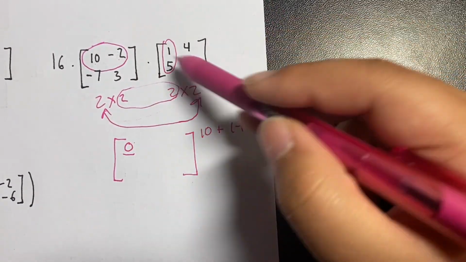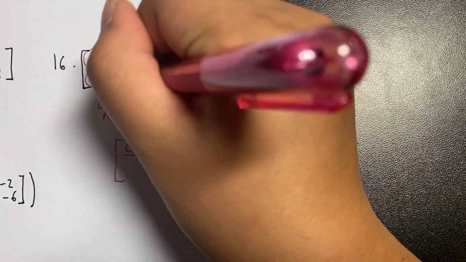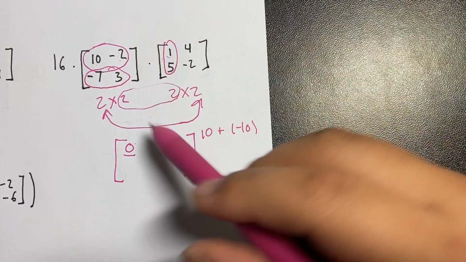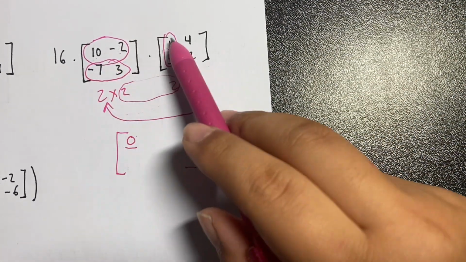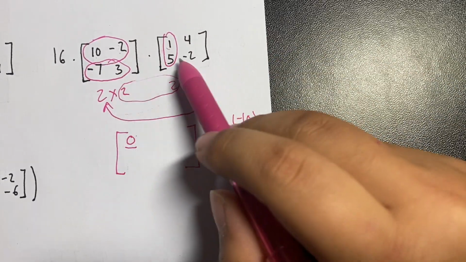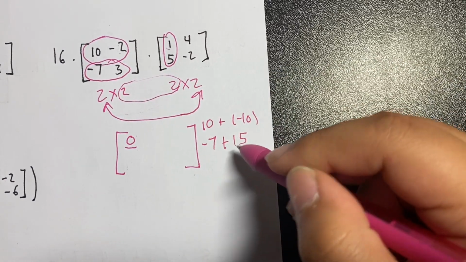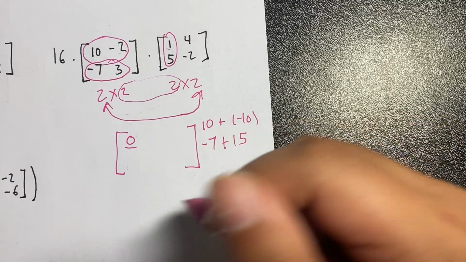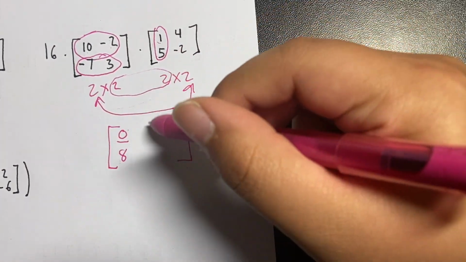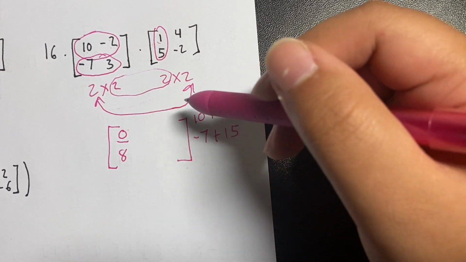Okay, and the next thing we do is we go down here, and what goes in this spot is this row times this first column. So we do negative 7 times 1, which is negative 7, and then 3 times 5, which is 15. And remember, we add these two together. So that's negative 7 plus 15. That gets us 8.